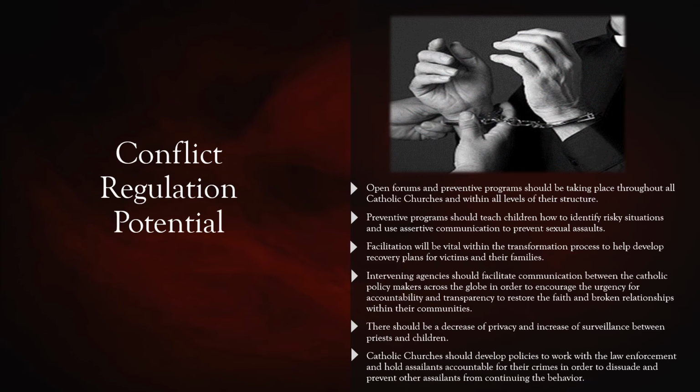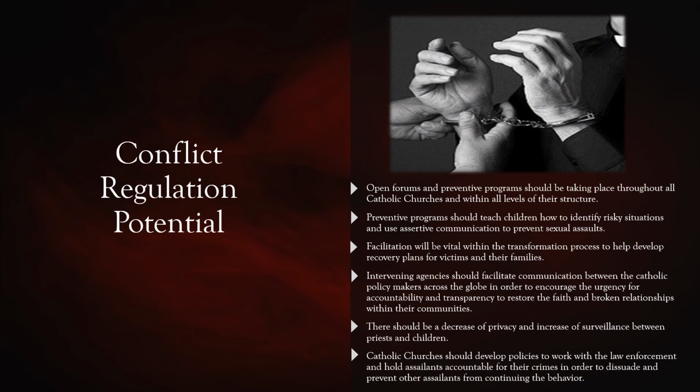Furthermore, the preventive program should teach children how to identify risky situations and use assertive communication to prevent sexual assaults. However, facilitation will be vital within the transformation process to help develop recovery plans for victims and their families. Intervening agencies should also facilitate communication between the Catholic policymakers across the globe in order to encourage the urgency for accountability and transparency to restore the faith and broken relationships within the communities.